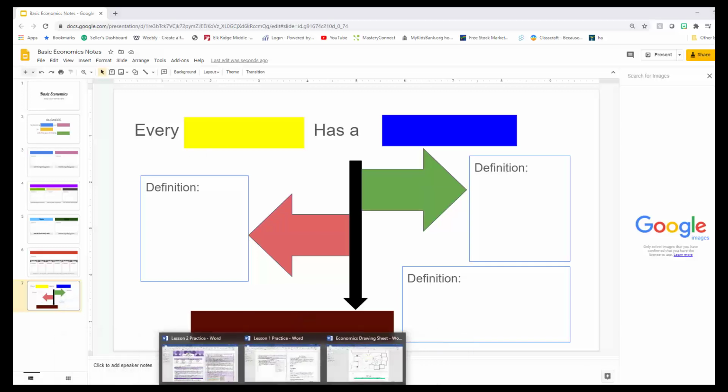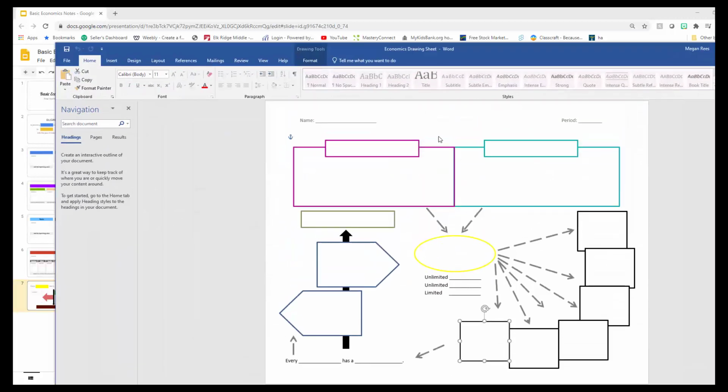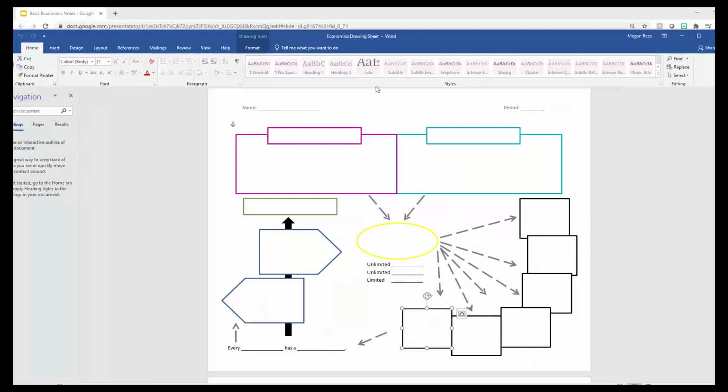Or if you've been doing this the other way, make sure that you've colored it in and filled it in with all the stuff that we've talked about. So that's your assignment, and hopefully you've learned something about economics, and we thank you so much for joining me.